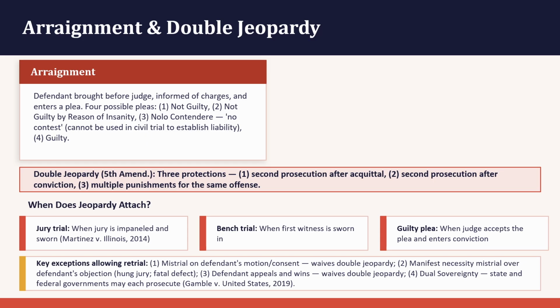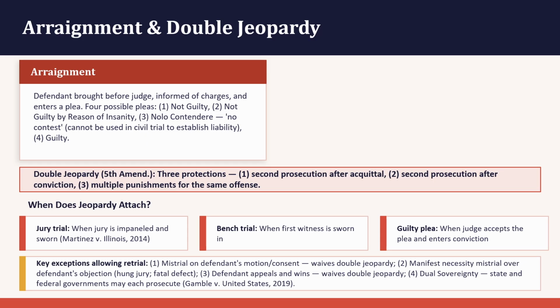Jeopardy attaches, meaning the protection kicks in at different points depending on the type of proceeding. In a jury trial, jeopardy attaches when the jury is impaneled and sworn. This was reaffirmed in Martinez v. Illinois in 2014, where the prosecutor refused to present evidence after the jury was sworn, and the Supreme Court held that the directed verdict of acquittal was a true acquittal that barred retrial.